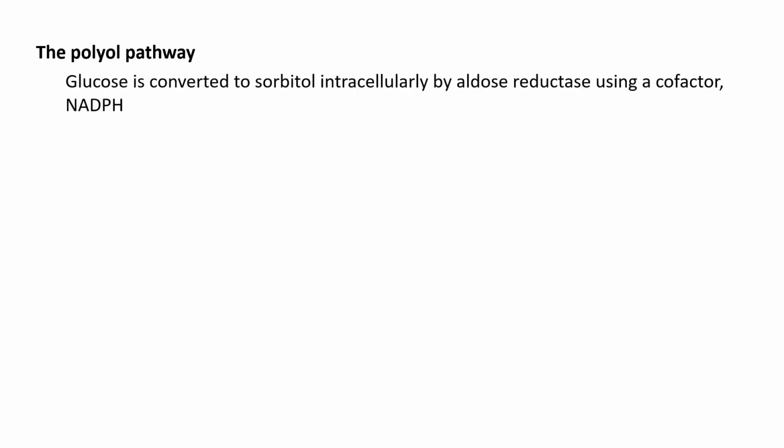So a little bit more detail on the polyol pathway in terms of this antioxidant issue. When glucose is converted to sorbitol intracellularly, it's converted by aldose reductase, which is obviously an enzyme. It uses a cofactor in this conversion, NADPH. You don't need to know what that stands for, but I'm sure you can remember NAD. This is NADPH.